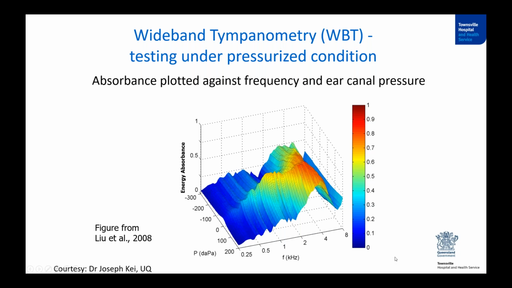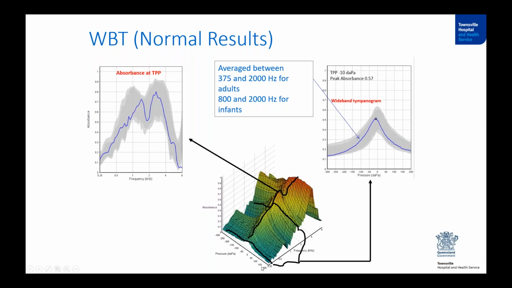When you measure, we get several points here, and with adults, you average between 375 and 2000 hertz. You average the absorbance across the pressure from 375 hertz to 2 kilohertz, and then you get one single absorbance curve. At that absorbance, you measure what the wideband absorbance is across the whole range, and that is the wideband tympanogram. I'll show you in the next slide, which will be a bit clearer.